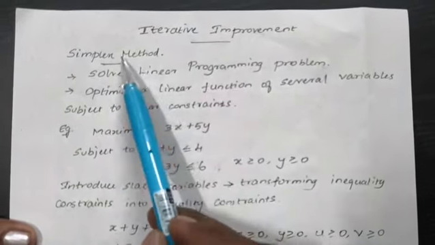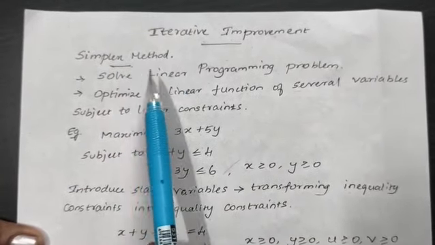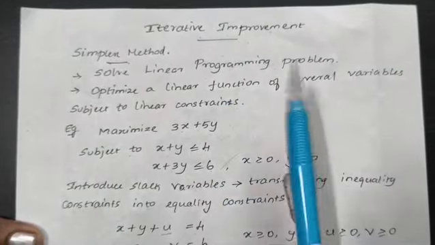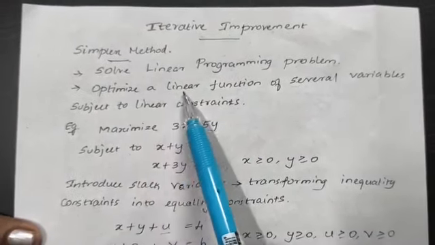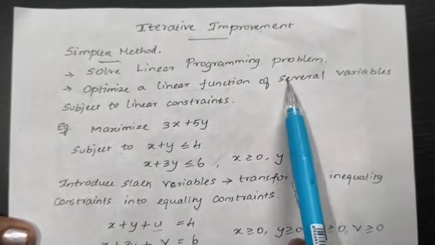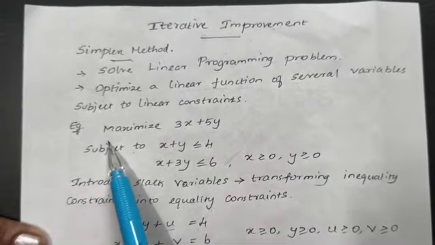In this iterative improvement method, we are going to learn about the Simplex method. This method is used to solve linear programming problems. A linear programming problem is used to optimize a linear function of several variables that is subject to linear constraints. Let us see one example.